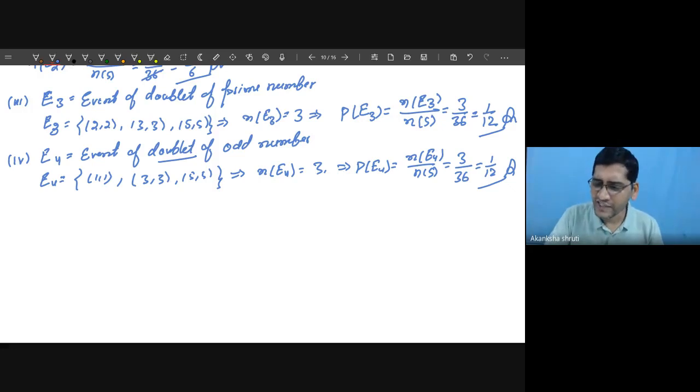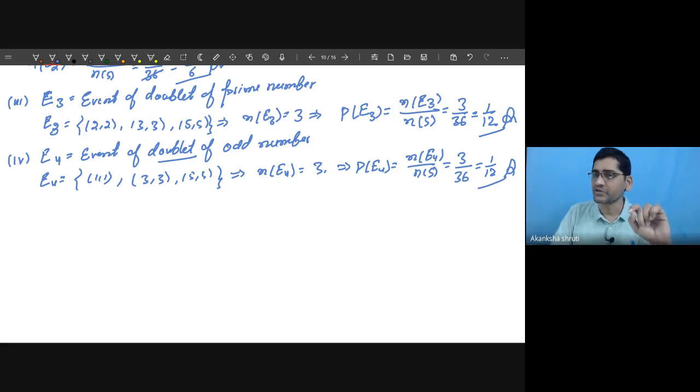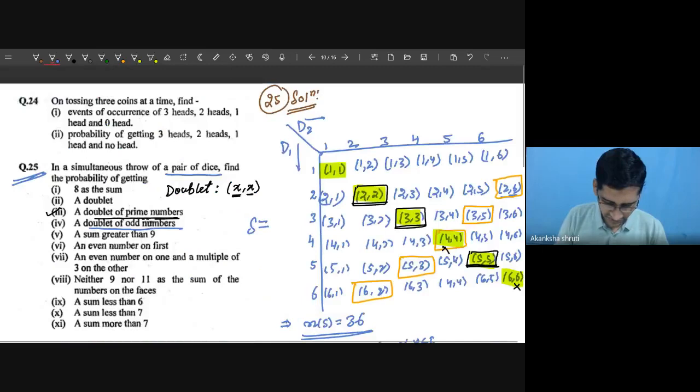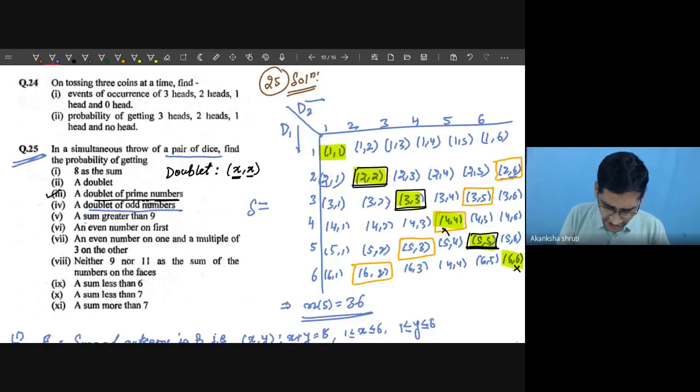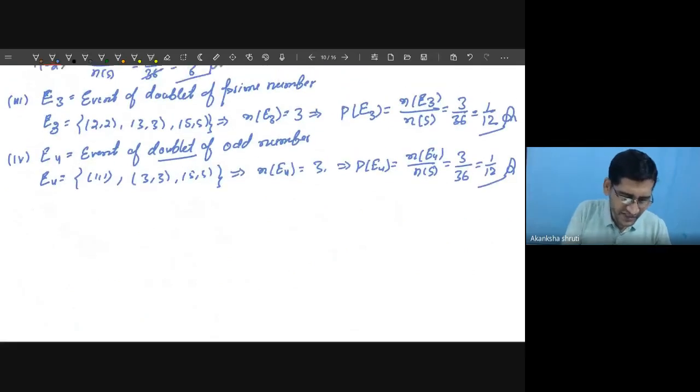If you are not writing the event and just writing the answer 1 by 12, you will not get marks if it is a subjective question. Only in MCQs you will get the marks. So writing the event, then putting in formula carries marks. It is not only the number 1 by 12 that will give you the full marks. So be careful. Sum greater than 9, it is another one.